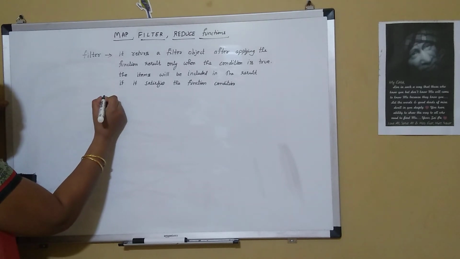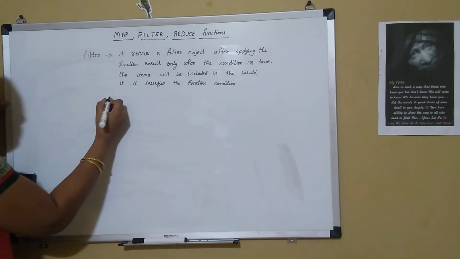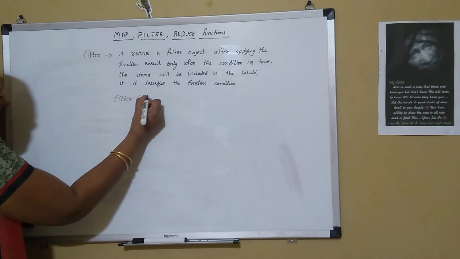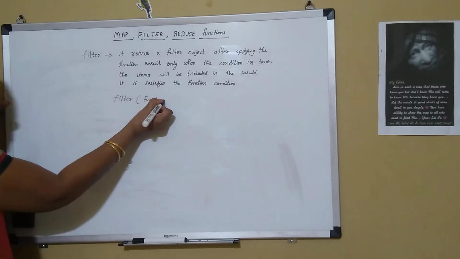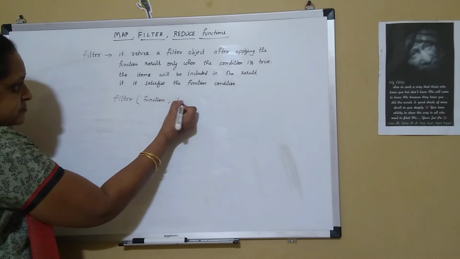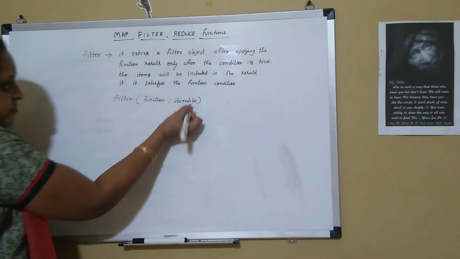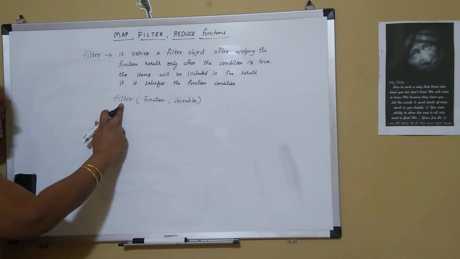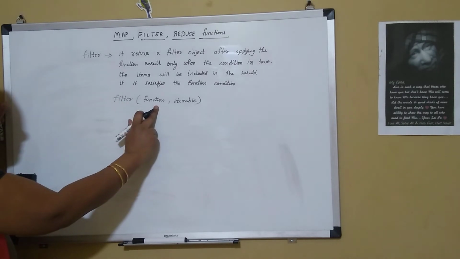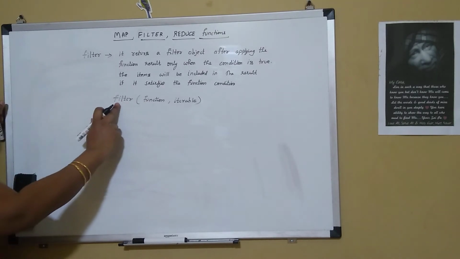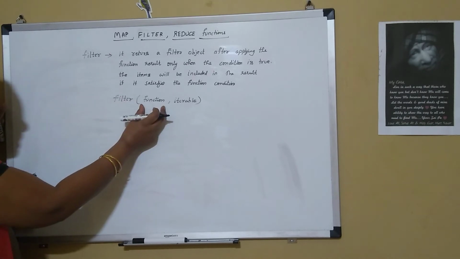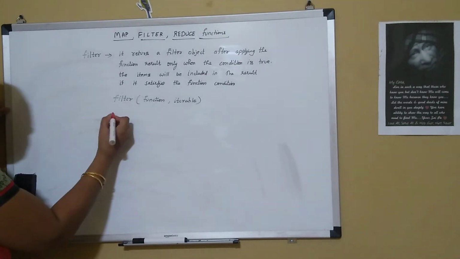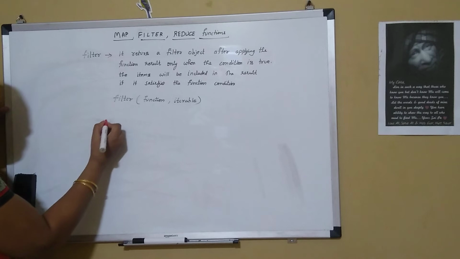The syntax for filter is filter, function, and then iterable. So we saw for map it was function and iterable. For filter also it's the same. Filter is not a keyword, it is a function. For the filter function also we have a function and then iterable. Now let's look into one of the code examples of how filter works.